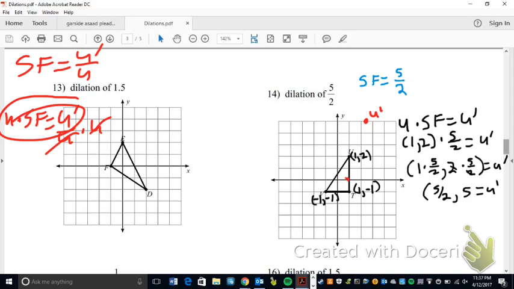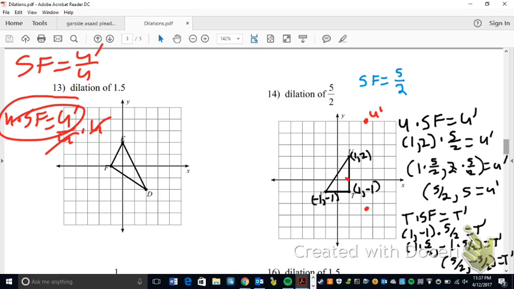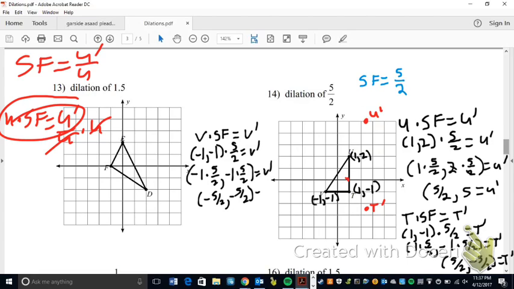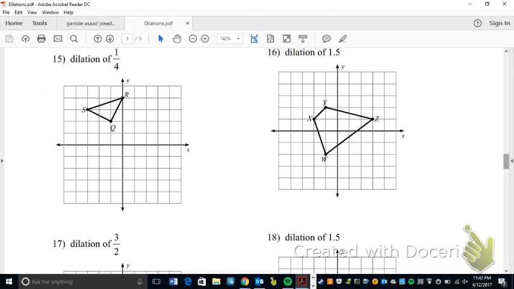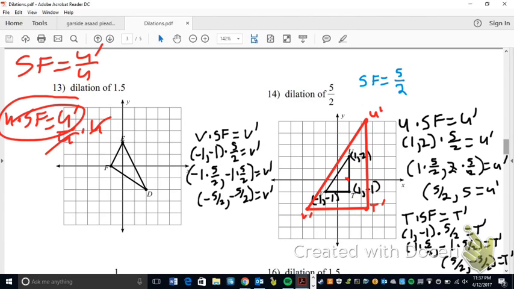Repeat that process for t and v. T times scale factor equals t prime. Here I have 1, negative 1. When I multiply both of those by 5 over 2, I get t prime as 5 halves, negative 5 halves. So I can plot that right there. And then finally I have v. Now I know that v times my scale factor equals v prime. V is negative 1, negative 1. When I multiply those by 5 over 2, I get negative 5 halves, negative 5 halves right there. And so that is what my image looks like.